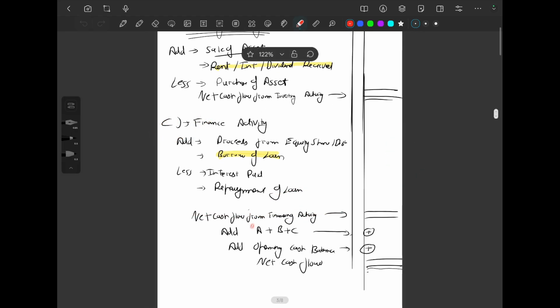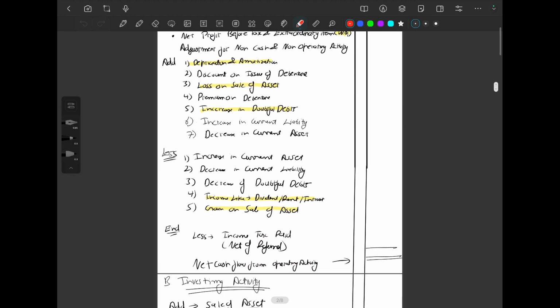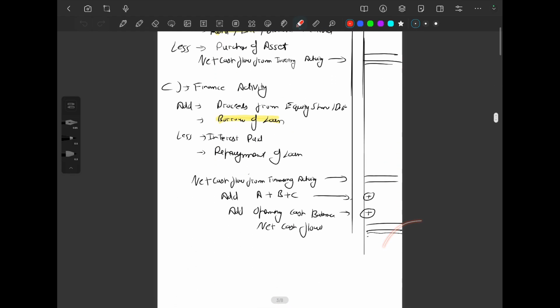After adding A, B, C, that is this balance and this balance will be shown here, and we add opening cash balance here. After this we get our net cash flow during the current year here.